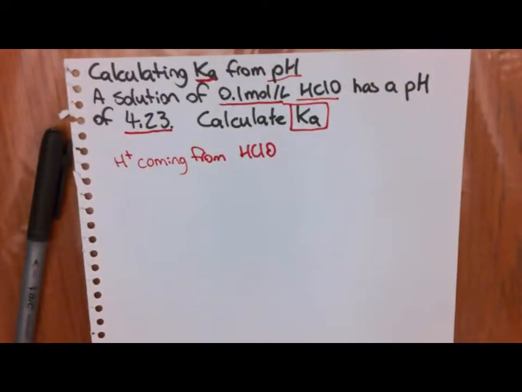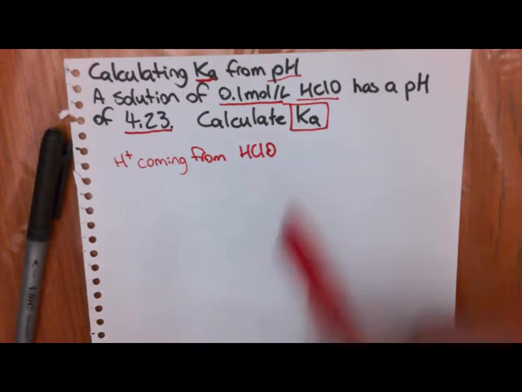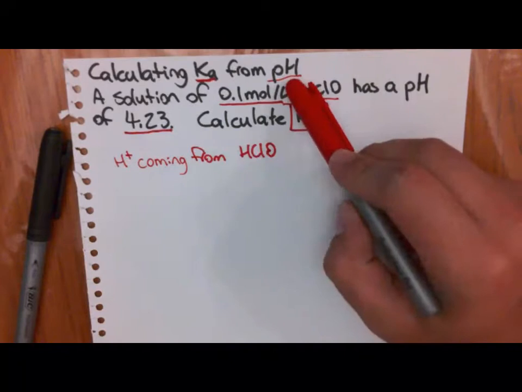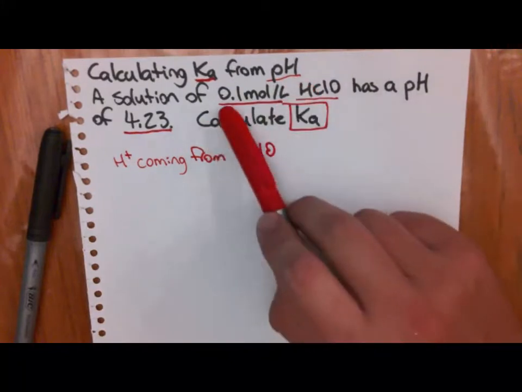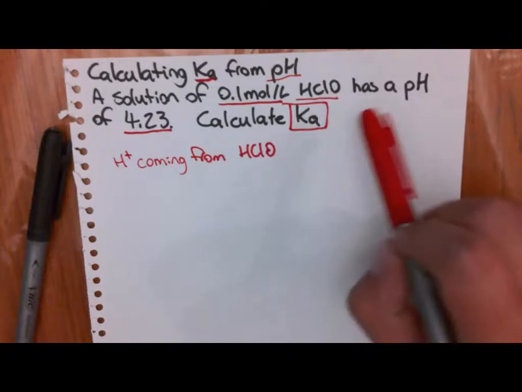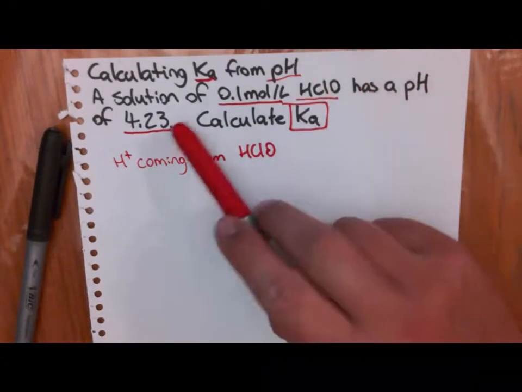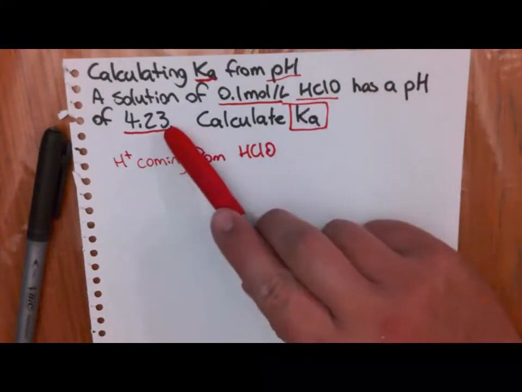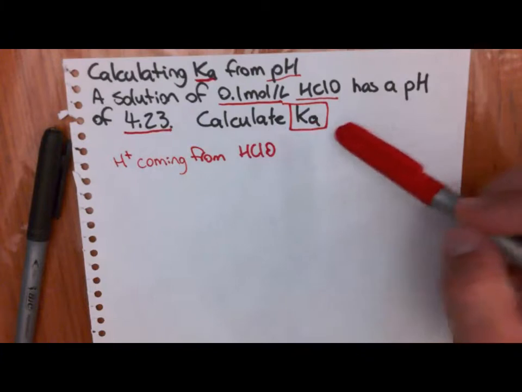So what we're going to be doing today, I believe it will be Friday by now, is calculating our Ka value given a pH value of a solution. So here we have a 0.1 moles per liter solution of HClO, and this is a weak acid which has a pH of 4.23. So we are asked to calculate Ka.